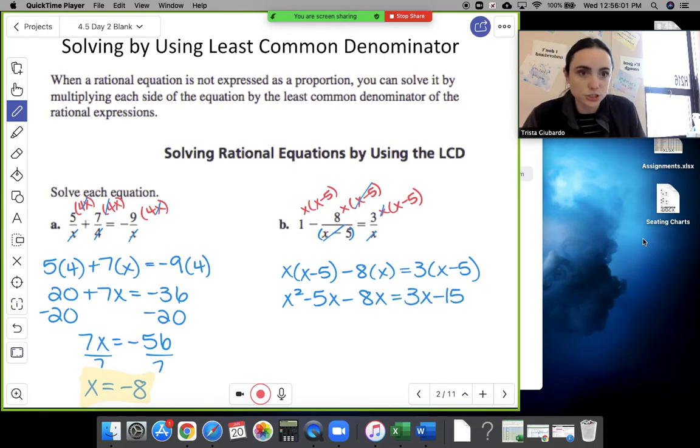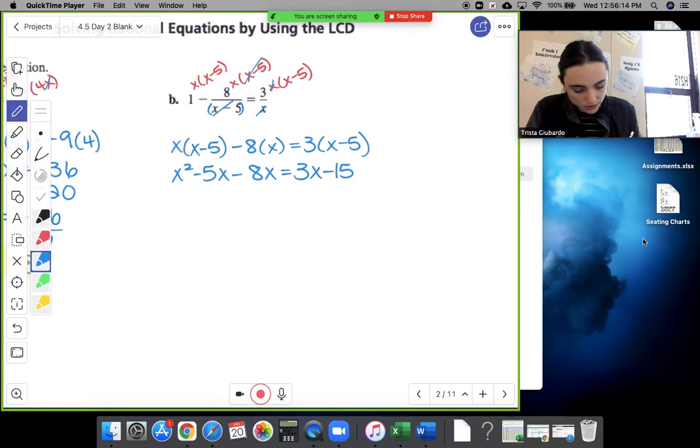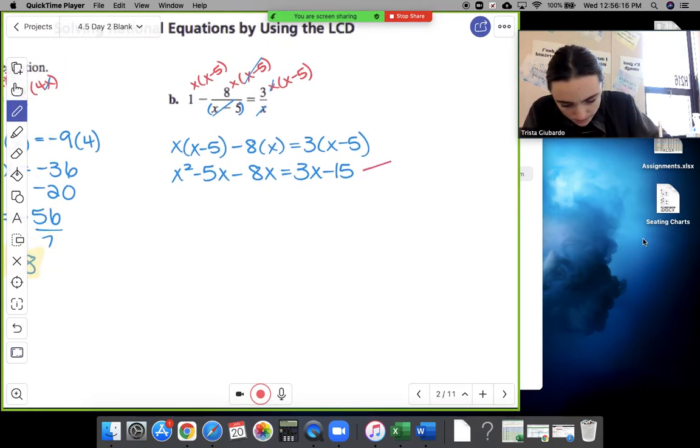You'll notice I made sure I distributed everything as needed. Scooch this up a little bit. So with this one, we ended up with a quadratic equation. We have the x squared in there. So anytime you have a quadratic equation that you end up with, I'm going to make a little note here. You want to set it equal to 0, and then we'll use that equation to solve for x. So this is quadratic. So set equal to 0, then solve.